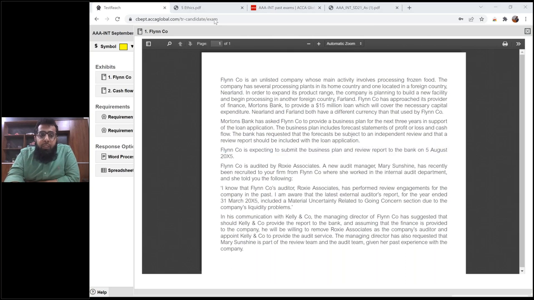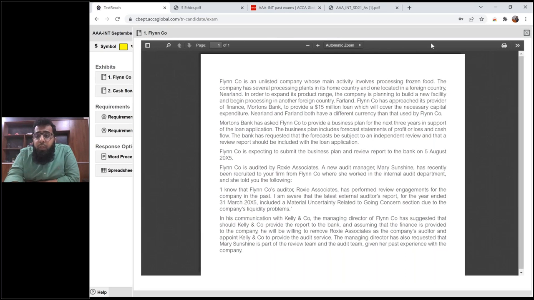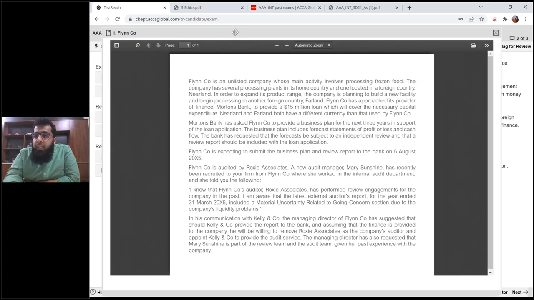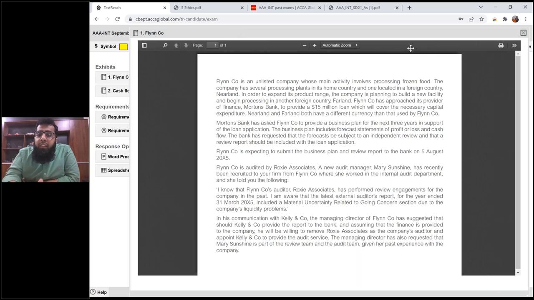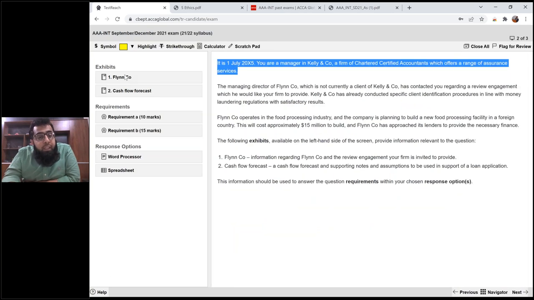If you read the question, what is today's date? Today's date is 1st July. And they expect that this report will be submitted to the bank by 5th of August. So I think that they are in too much of a hurry. If you read the question, it is clearly written that today's date is 1st of July. So if today's date is 1st of July, then giving a report on 5th of August would be too much of a hurry. Flynn Company is audited by Roxy Associates.